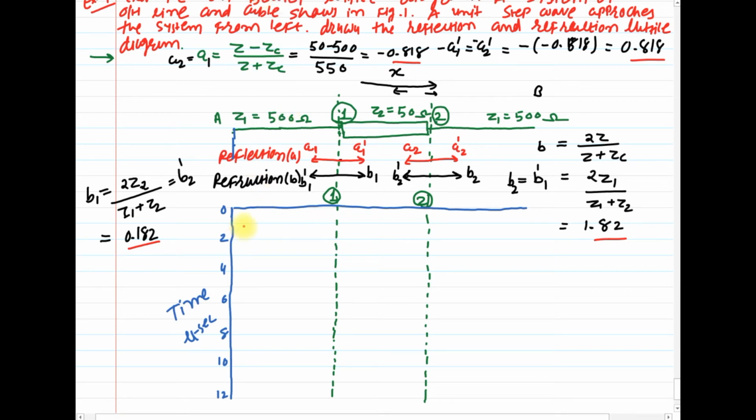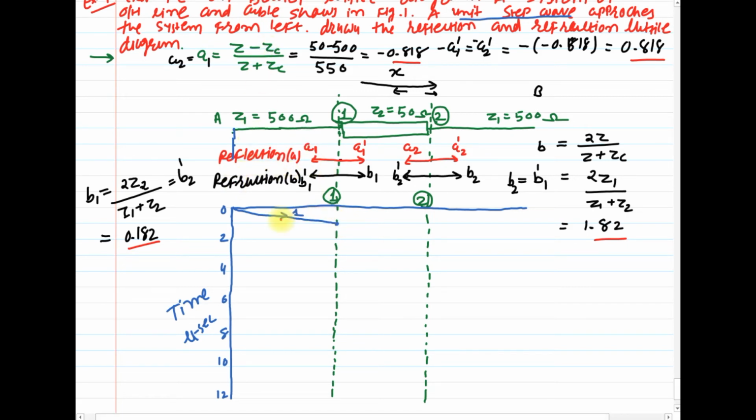So let us start. It is given that a unit step wave is approaching the system from the left hand side. So just draw the unit step wave. Let me use a different color. Yes, which reaches junction 1. The magnitude of this wave is 1, as it is given that a unit step wave approaches junction 1. Now at junction 1 again there are two possibilities.